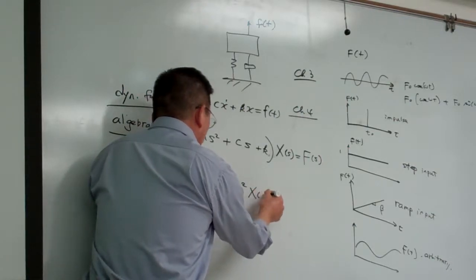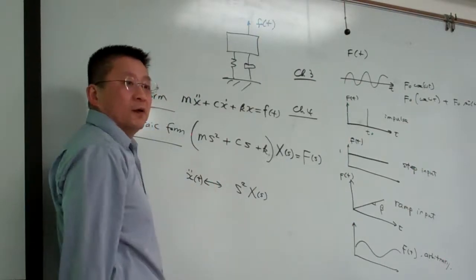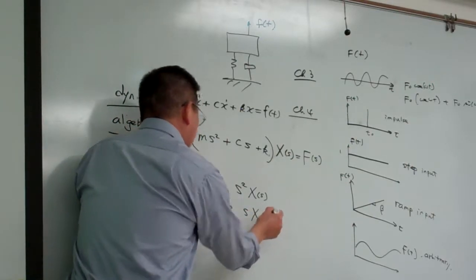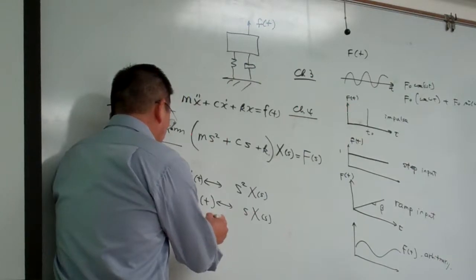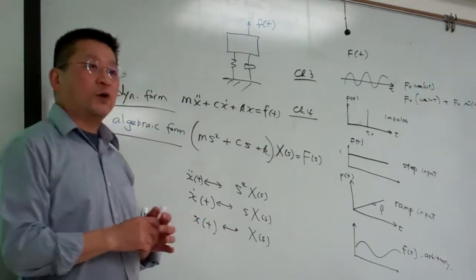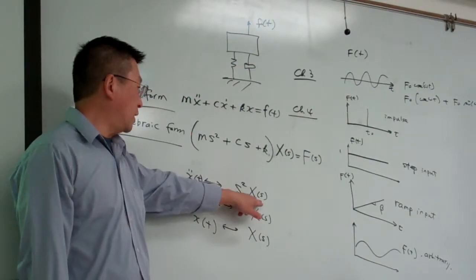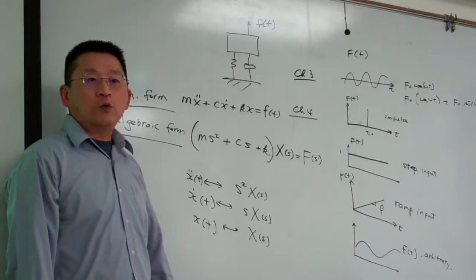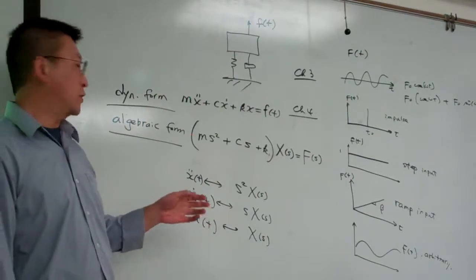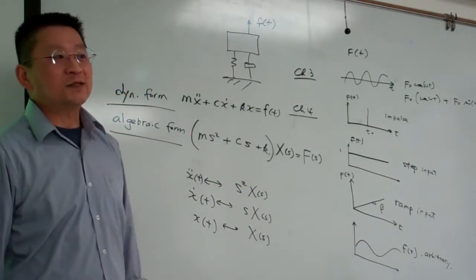s squared times X. So this is in the time domain. And for the x derivative, you simply do s times X of s. And then for x of t, you simply convert it to capital X of s. So basically, this is the expression of the dynamic term in the time domain, and this is the counterpart in the s domain. With the introduction of these s parameters, we will be able to convert the time dynamic information into algebraic. And that's the key.